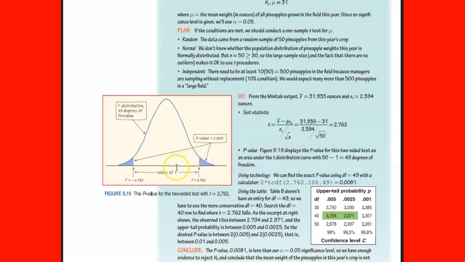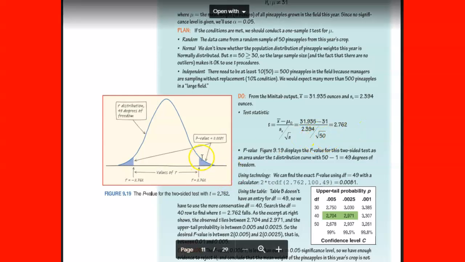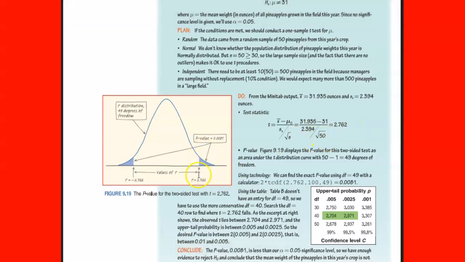Of course it's above average. How many standard deviations above average was it? Divide by the standard deviation. This thing right here was 2.762 standard deviations above the mean. Our sample was almost 3 standard deviations above the mean.